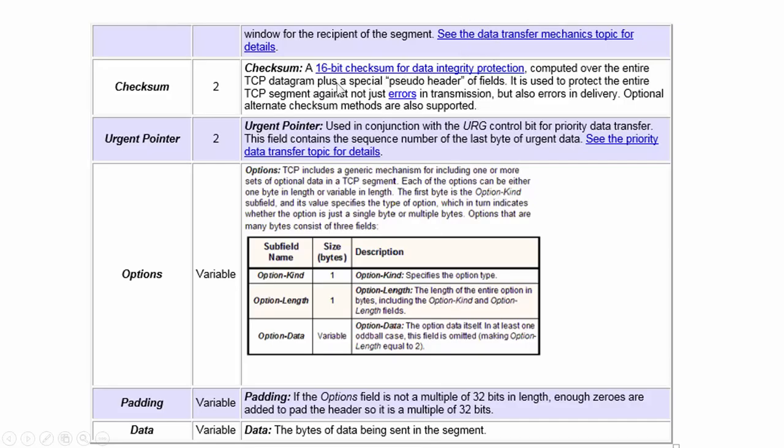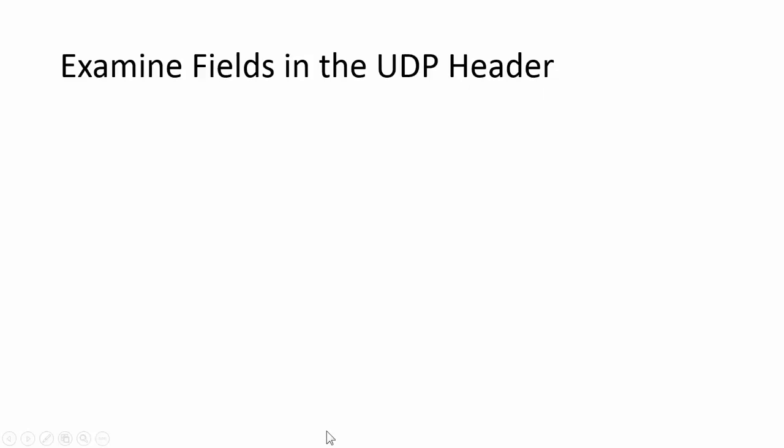Checksum is used to check for errors in transmission. Urgent pointer specifies if the data is urgent. We have additional options. Padding is used if the data is not big enough to fill out the minimum size of the datagram, so it just adds zeros so it'll meet the minimum size. And of course, the data is the data which is being sent. That was TCP. Now let's look at the fields in the UDP header.